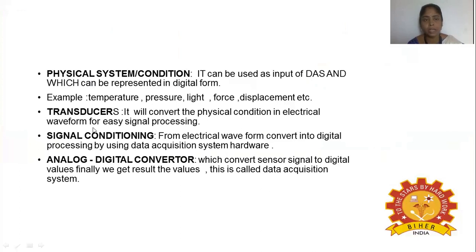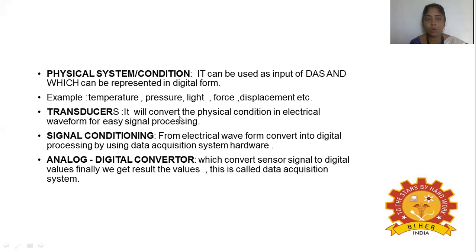Here we go. When we talk about a physical system or condition, it can be used as an input, right? That can be represented in digital form, like temperature, pressure, light, force or displacement. The transducer converts your physical condition, whatever input we are giving, into the waveform for electrical signal processing.